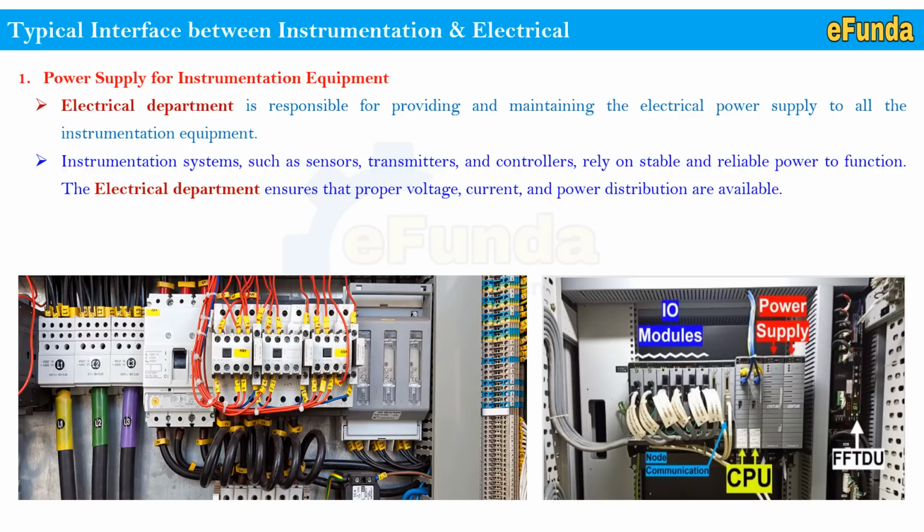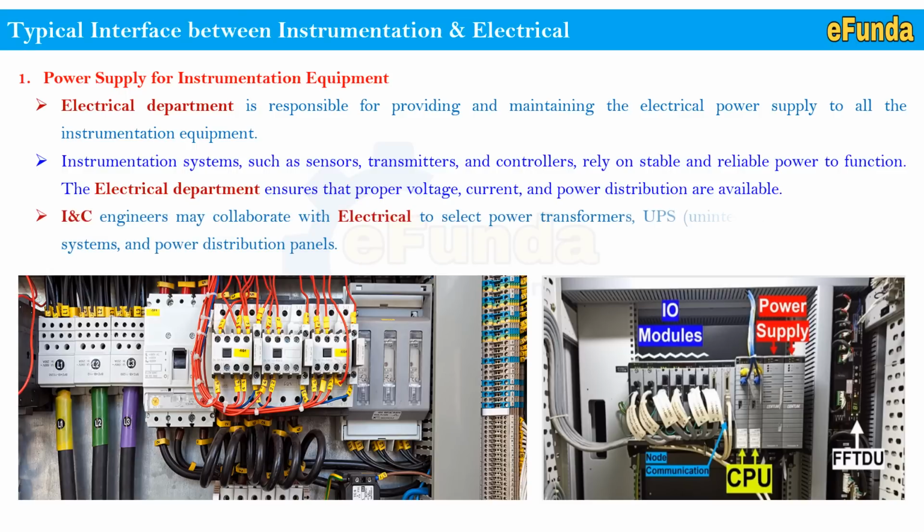The electrical department ensures that the proper voltage, current and power distributions are available inside the cabinet. IC engineers may collaborate with the electrical team to select power transformers, UPS supply systems and power distribution panels, that is PDPs. One can refer to the second picture where the details of the control panels are shown, where the IO modules, and dedicated power supply to the CPUs and FFTDUs, that is the fan failure temperature detection unit, where the power supply is segregated and given to the respective units for continuous monitoring of the cabinet health.